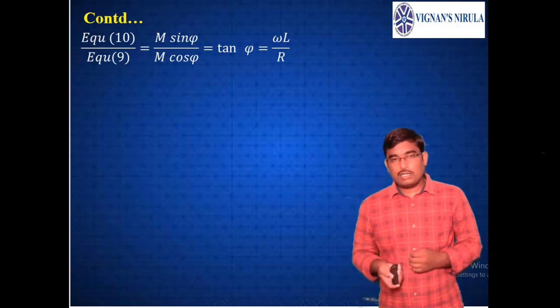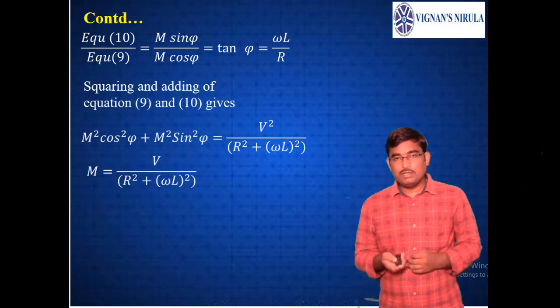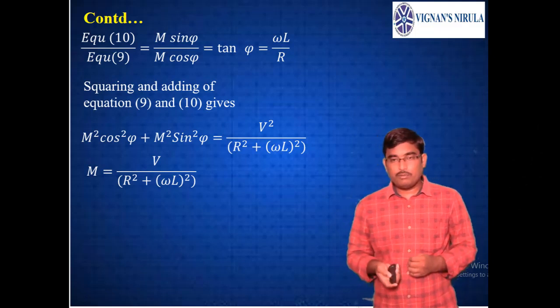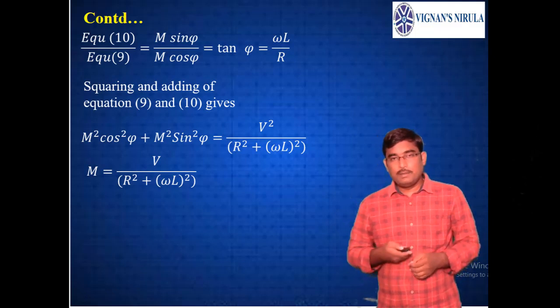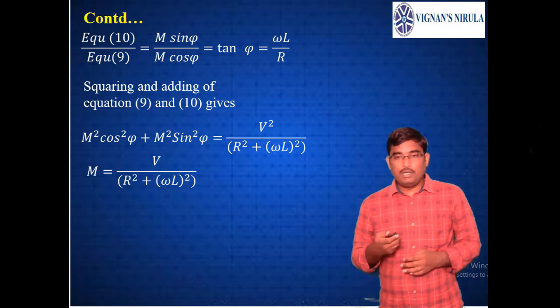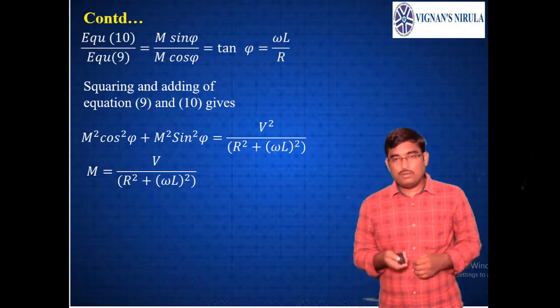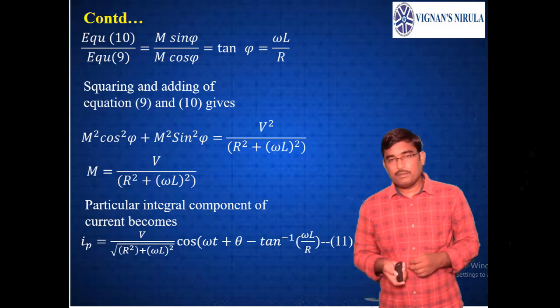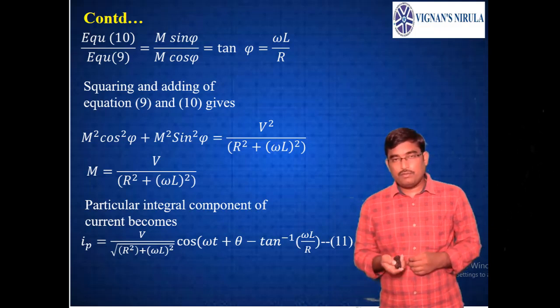Then in order to get the magnitude, I am squaring and adding equations 9 and 10. So it becomes m square cos square phi plus m square sin square phi equals, on the right side, V square by (R square plus (omega L) whole square). Then it becomes m equals V by square root of (R square plus (omega L) whole square). So now putting this m and phi in the equation of i_P, then i_P will have m, that is V by square root of R square plus (omega L) whole square.